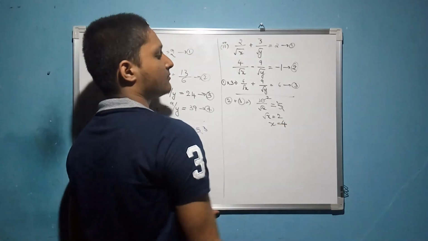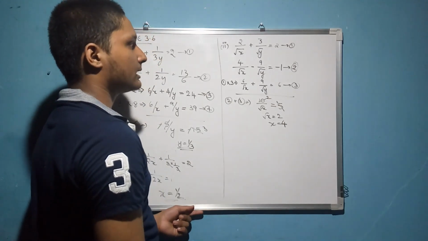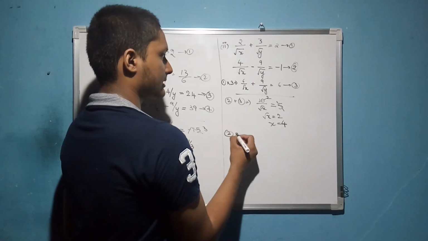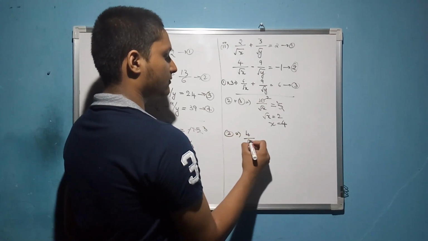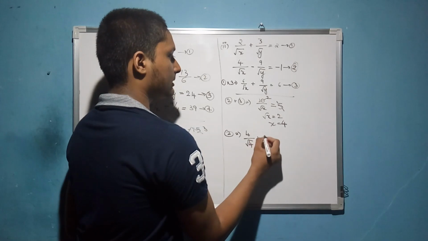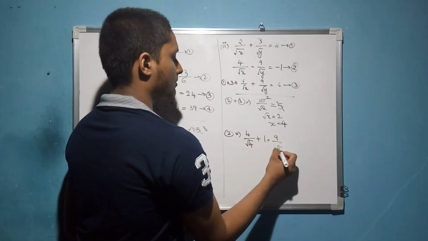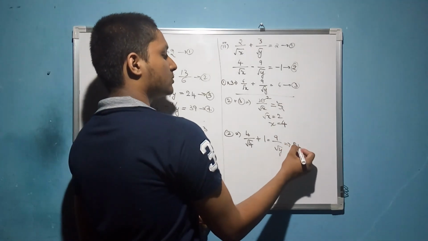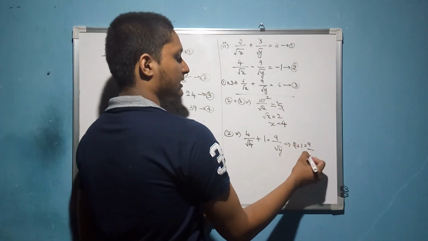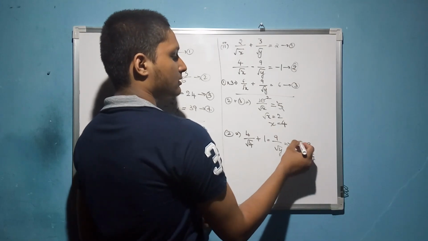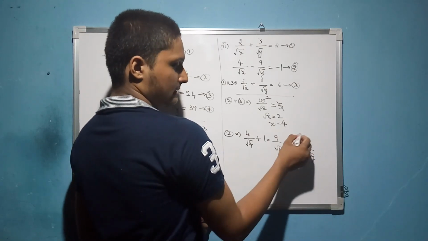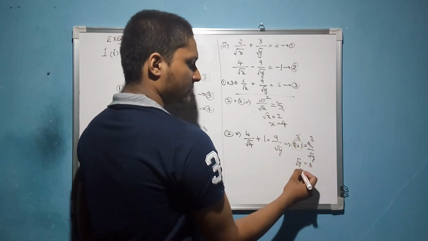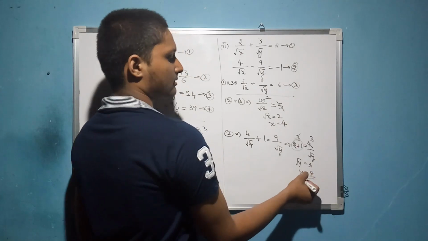Square root of 4. Okay, now I'll take one of the equations. I'll take the second equation. The second equation is 4 by root x plus 1 is equal to 9 by root y. 4 by root 4 is 4 by 2, that is 2, plus 1 is equal to 9 divided by root y. 2 plus 1 is 3, and this becomes 3. Root y is equal to 3. y is equal to 9.